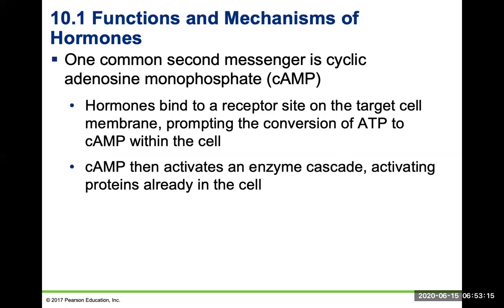One common second messenger is cyclic adenosine monophosphate, so cAMP we call it. Hormones will bind to a receptor site on the target cell membrane, promoting the conversion of ATP to this cAMP molecule. And then cAMP activates an enzyme cascade, which will activate proteins already in the cell.